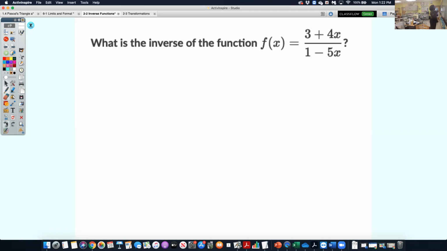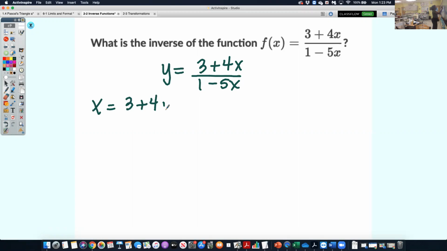So to find the inverse, you still do it the same way that we would for a linear function. You would change f of x into y, and then you would switch your x's and your y's. Now, when you switch your x's and your y's, you will notice that you have two y's now, one on the top and one on the bottom.